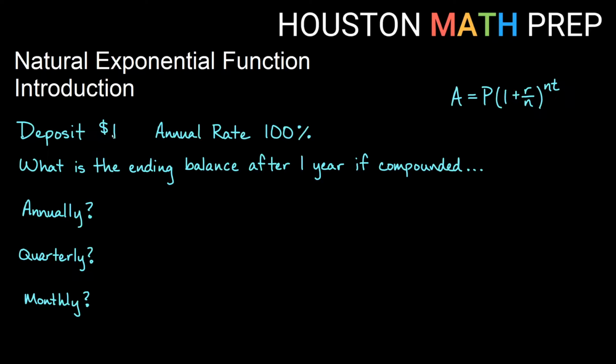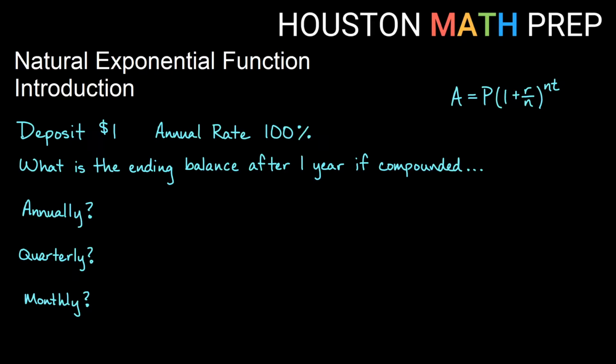Let's say we deposit $1. That's going to be our principal. And let's say we have an annual rate of 100%. And we want to compound interest a few different ways and just see what happens. So let's explore what the ending balance is after 1 year. So t would be 1 in our formula if we compounded annually.